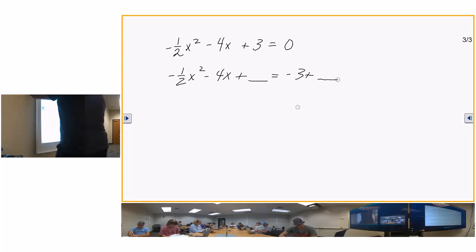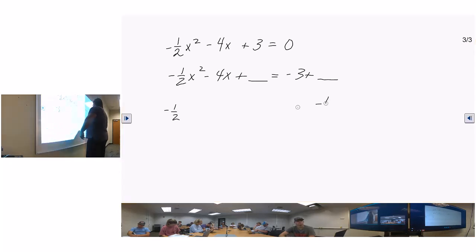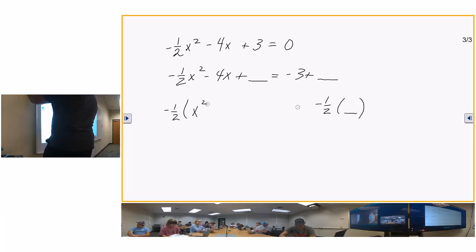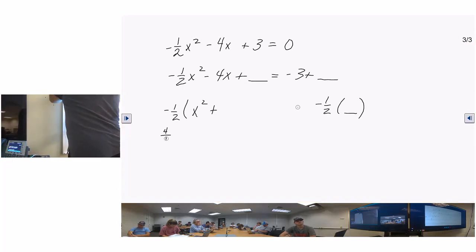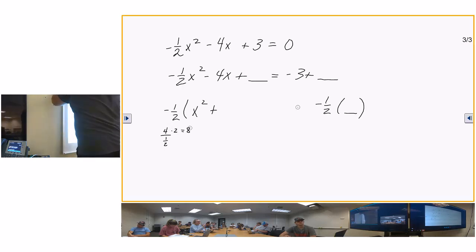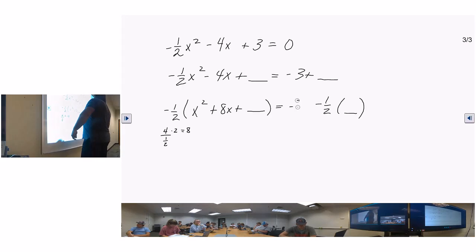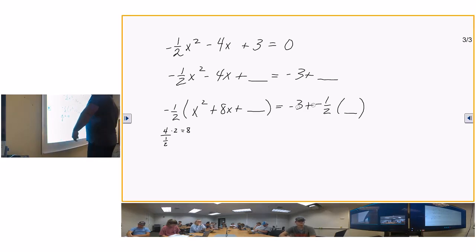Factor out a 1/2, that means I'm dividing. So that means negative 1/2 comes out. Negative 1/2 multiplied by this blank. That leaves you with x squared plus, I'm going to go over here and say 4 divided by 1/2, which means multiplied by 2 is what? 8x plus blank is equal to negative 3 plus, all right, and I'm going to let you finish it now that I've done that part.